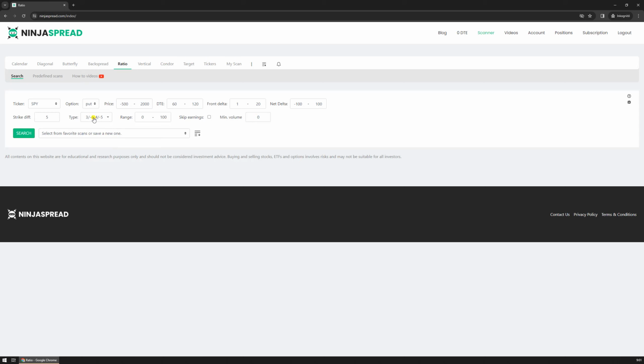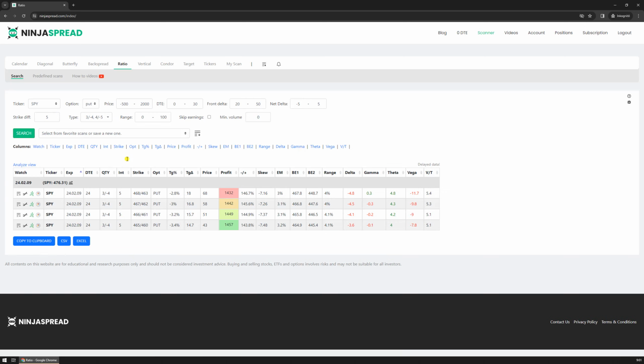So let's try to look for these types of ratio spreads with 0 to 30 days to expiration, and the front date should be like 20 to 50. This determines how far the front leg of the strategy is, and the cumulative net delta of the position should be pretty flat. So let's say from -5 to +5, and let's say the strike difference should be 5. Okay, see what we got here.